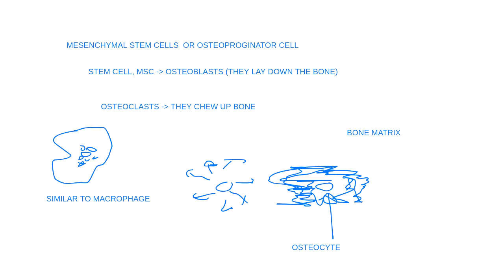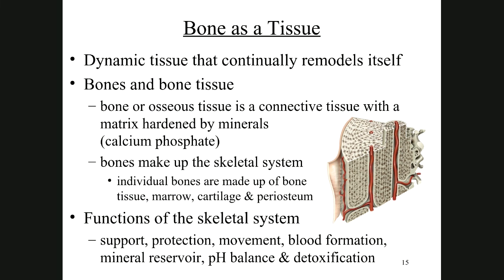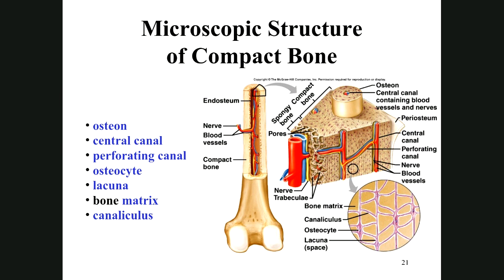Okay, so the osteocyte is the same thing as osteoblast, but they're mature. So osteoblasts lay down the bone matrix, they get trapped, they become osteocytes, and it doesn't really show you well, but here's the osteocyte. It stays in these little things called the lacunae.